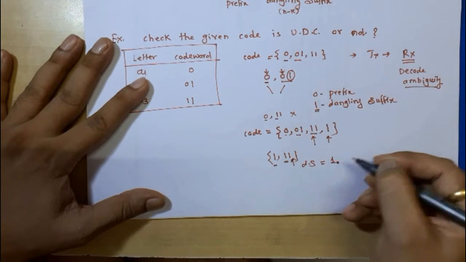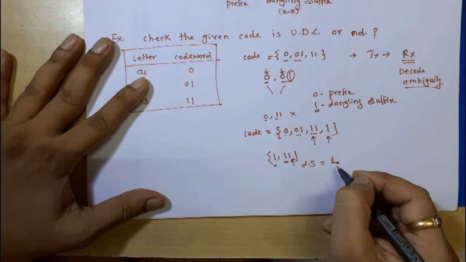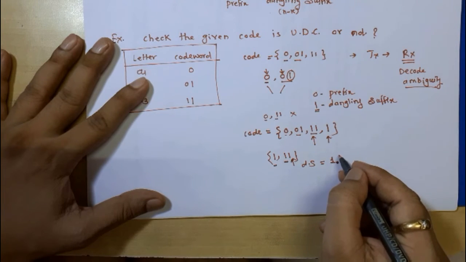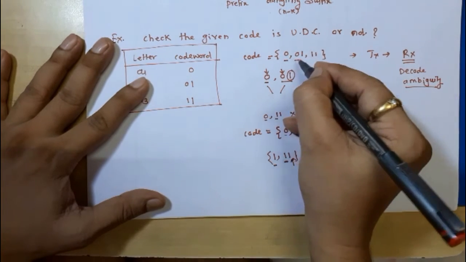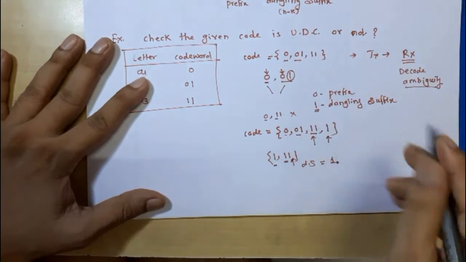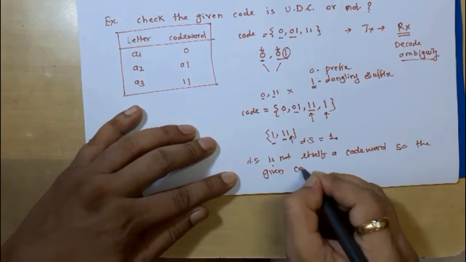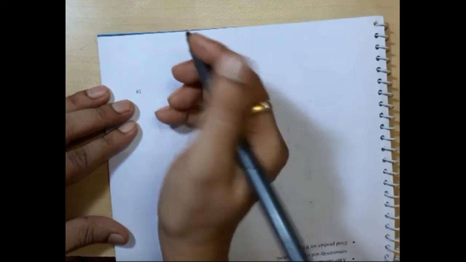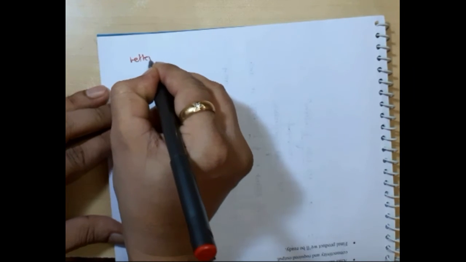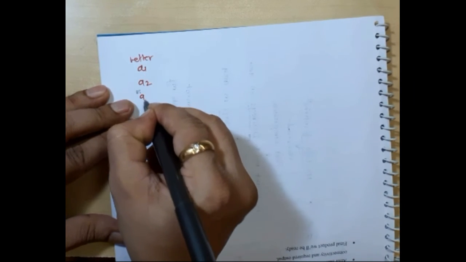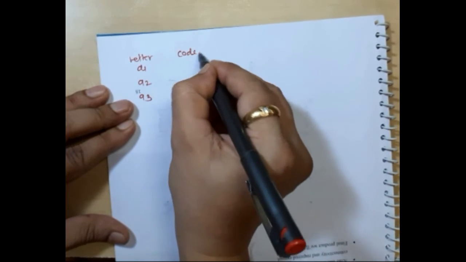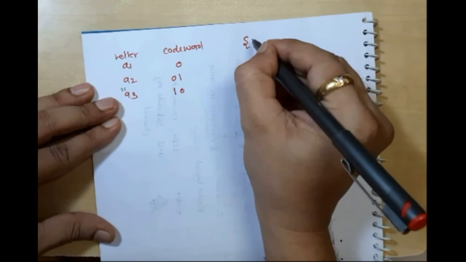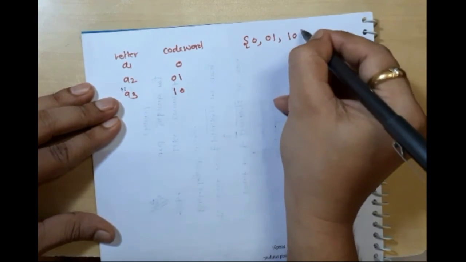So as 1 is not itself in the code, as per the first condition, this dangling suffix is not itself a code word. This indicates this given code is UDC, uniquely decodable code. So we'll consider one more example where letters are given as A1, A2, A3 and code words are 0, 0 1 and 1 0. So we can write the code as 0, 0 1 and 1 0.